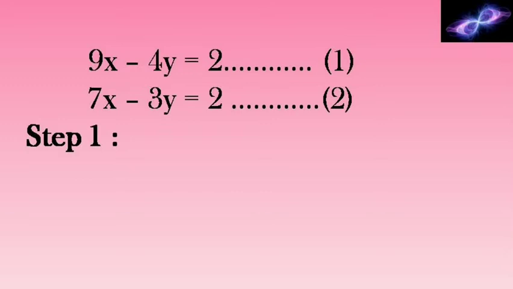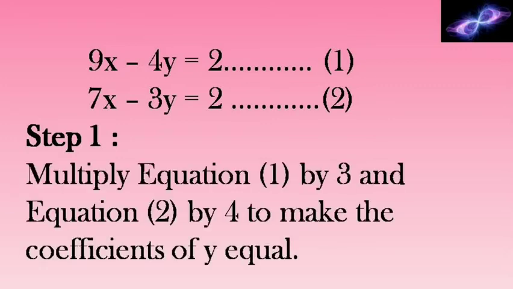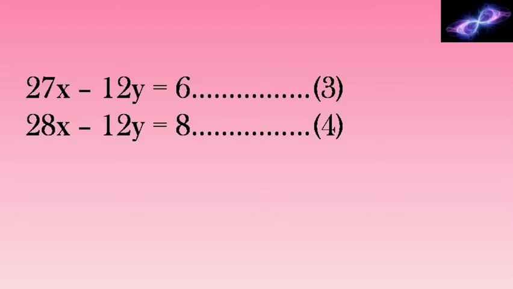If I want to eliminate y, I would be multiplying equation number 1 by 3 and equation 2 by 4 so that the numerical coefficients of y become equal. So the equations would be 27x minus 12y equals to 6. Label it as equation number 3. 28x minus 12y equals to 8. This is marked as equation number 4.